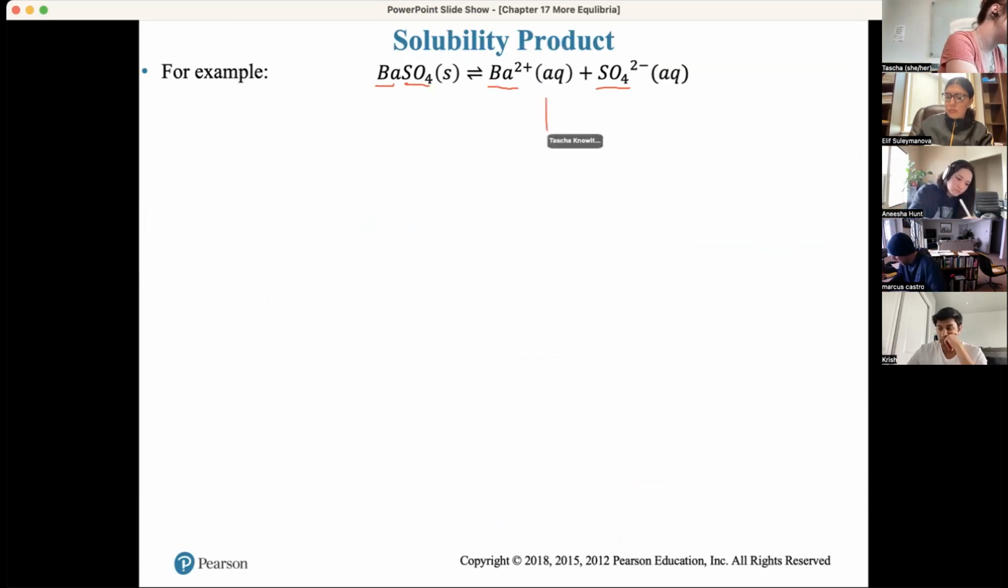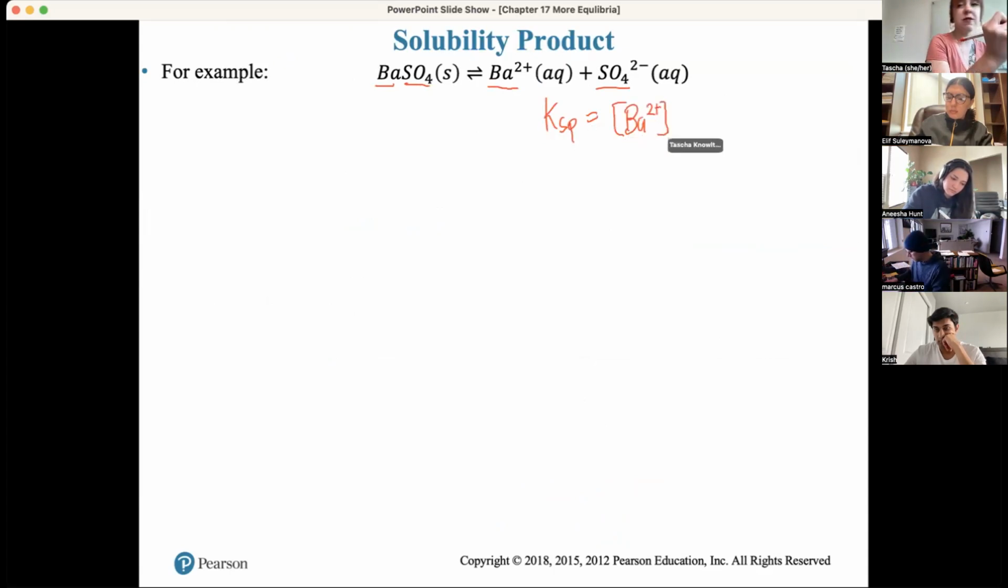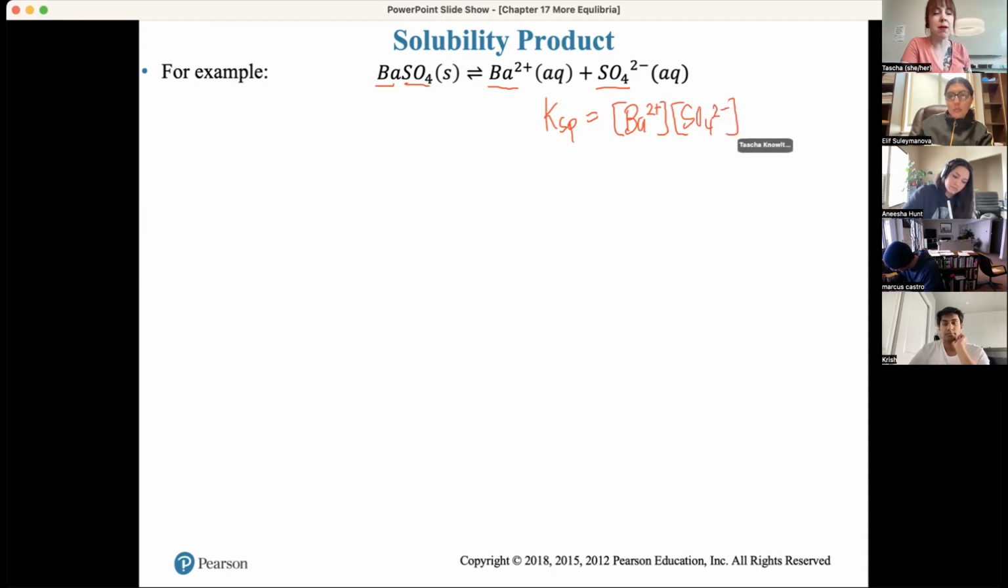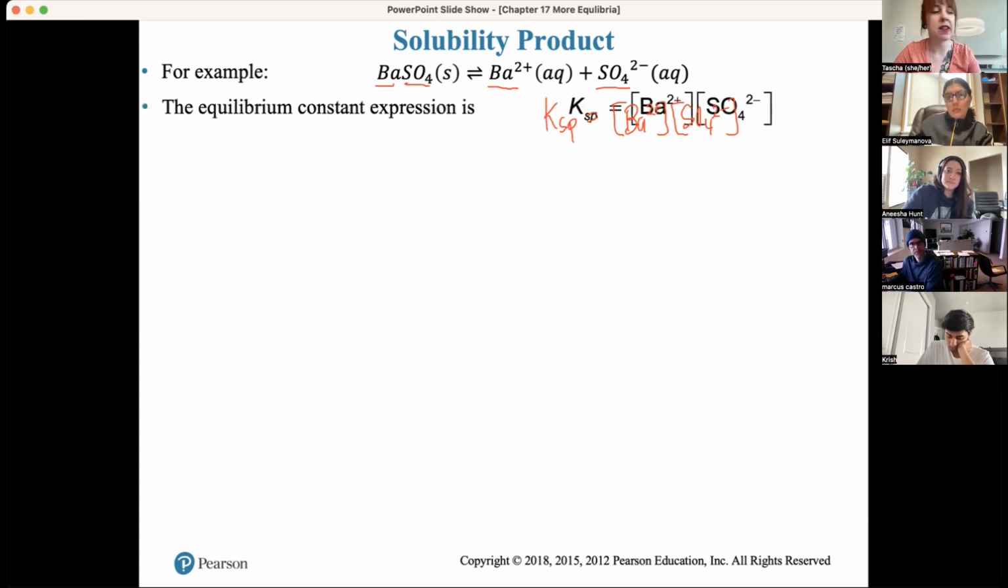So then when I do the Ksp, we're just going to do barium raised to the first power, because that's a coefficient, times sulfate raised to the first power, divided by 1. So that's our expression. Okay, ready for another one? So there's a Ksp.